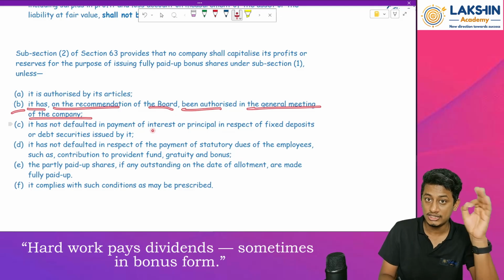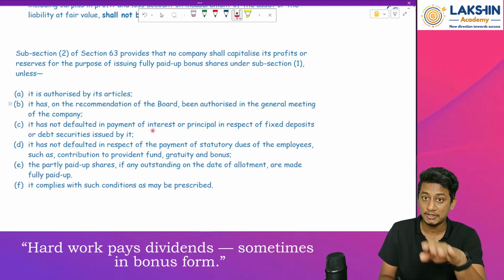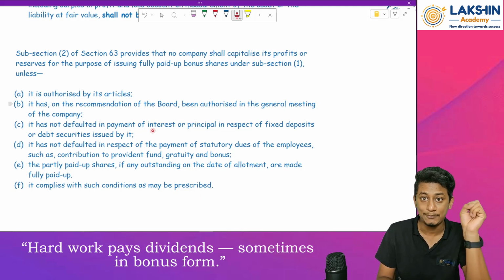So basically, through the general meeting, it has got the approval of the shareholders saying that we will be issuing bonus shares in so and so ratio. Please approve the same. Clear?